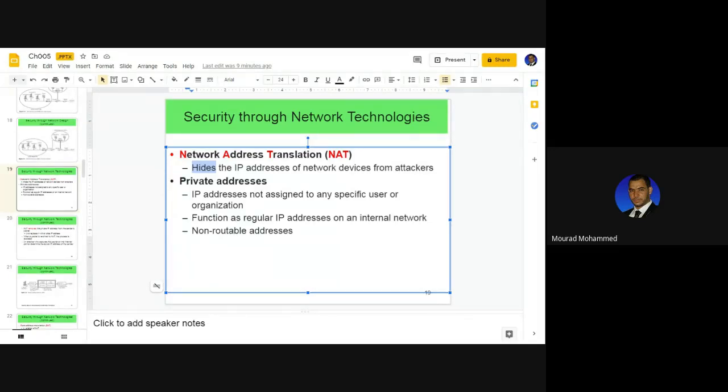Locally, the local IP address is hidden from the external environment. So if an attacker wants to attack computer number one, computer number one is not recognized. Its IP address is not recognized. It's not viewed. So that is a network defense layer. Hidden identities. The technique is NATing.